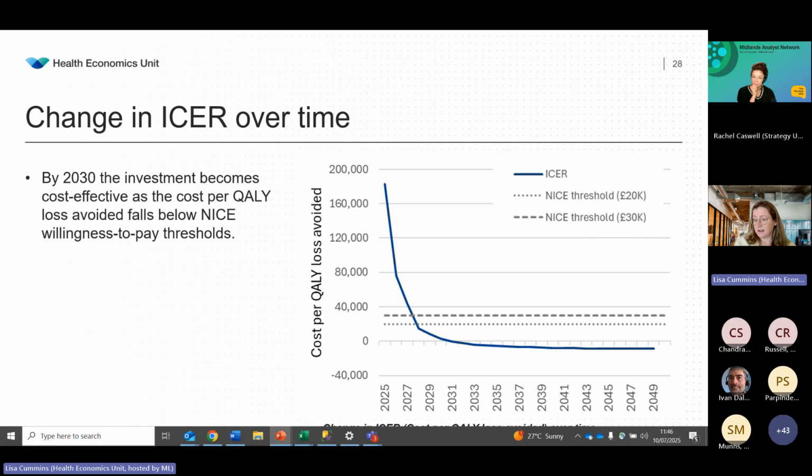Just a quick note on the change in the ICER over time. This graph shows how our ICER changes over time. Initially, it's very high, reflecting the cost of the upfront investment in prevention programs, because it takes some time for the benefits to be realized. But by 2030, the investment becomes cost effective each year, as the cost per quality loss avoided falls below the NICE willingness to pay thresholds, which is about £20,000 to £30,000.